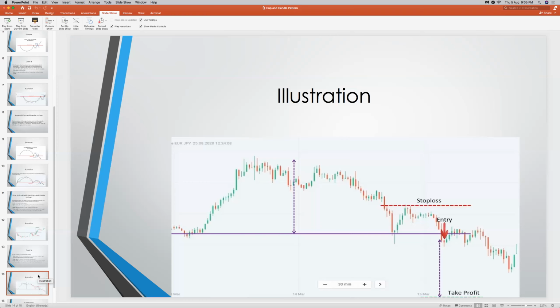So in a nutshell, this is our cup and handle and the inverted cup and handle pattern. Very, very simple, but very, very powerful. You master this pattern and I can tell you, you are going to love yourself in trading.